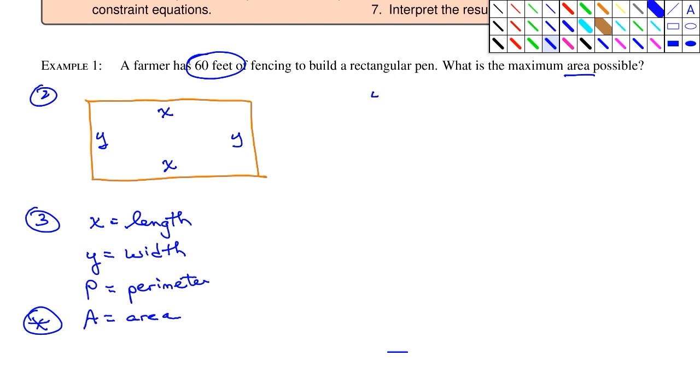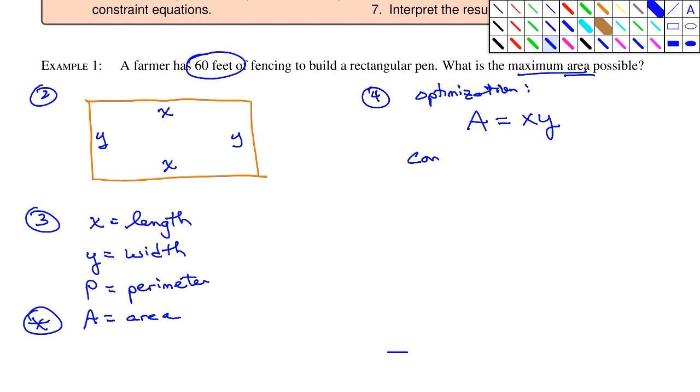All right, step 4, create the equations. So the optimization equation is the one that I want to find the maximum of. So that's the area equation. And since I have a rectangle with a length of x and a width of y, the area is just x times y.